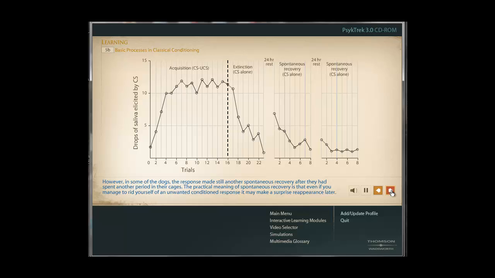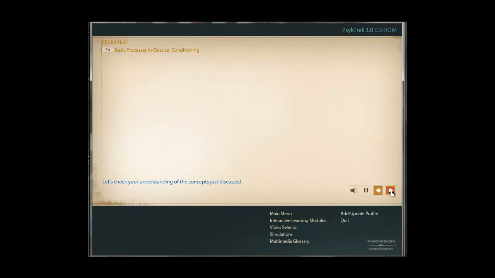However, in some of the dogs, the response made still another spontaneous recovery after they had spent another period in their cages. The practical meaning of spontaneous recovery is that even if you manage to rid yourself of an unwanted conditioned response, it may make a surprise reappearance later. Let's check your understanding of the concepts just discussed.